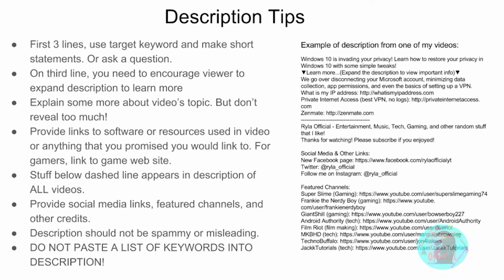The first 3 lines of your description should contain your primary keyword. This is because the first 3 lines of the description is what YouTube's search algorithms will probably look for, and it's also what the viewer sees without having to expand the description. In the first couple of lines, I make some catchy statements and use the primary target keyword, which is how to restore your privacy in Windows 10.